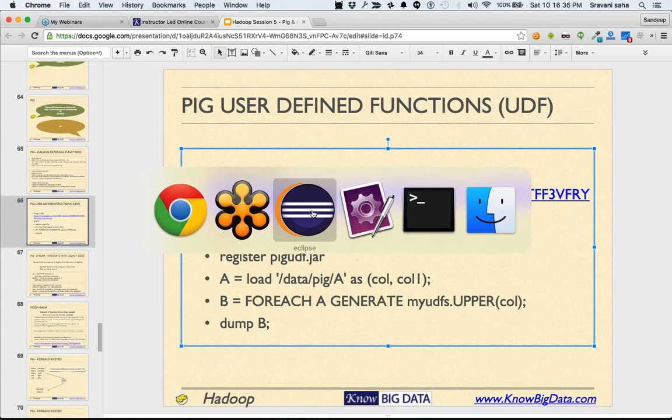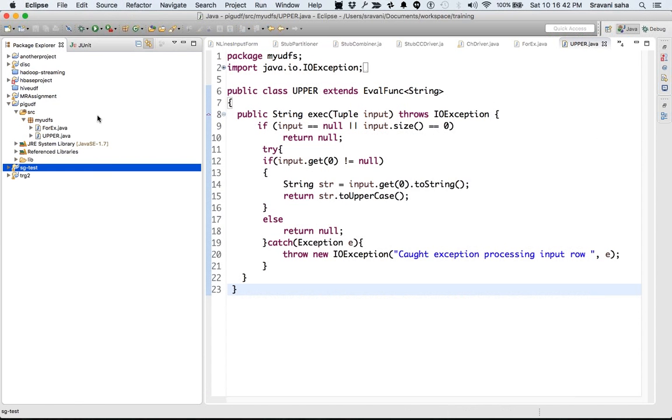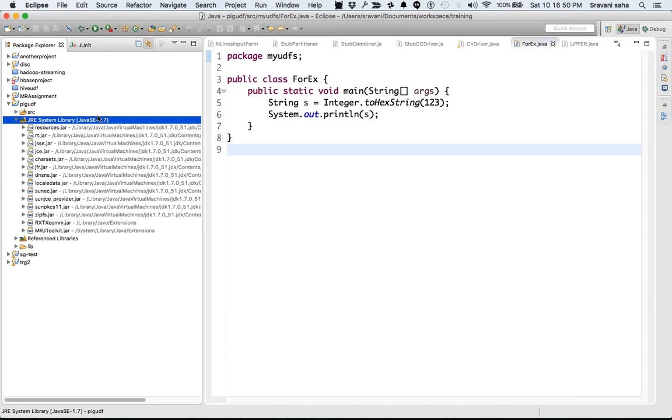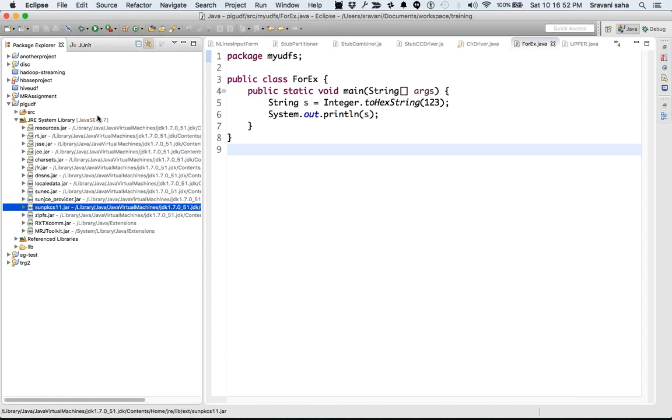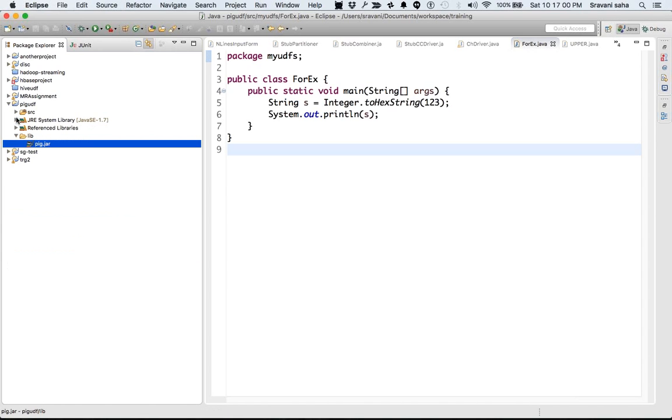So, in case you want to do the same thing that I did just now, you can basically download this project and import it in your Eclipse. All it does is create a project. Along with that, it brings these libraries which you will have to fix. Here you can see that there is a pig.jar library that is required here for compiling.